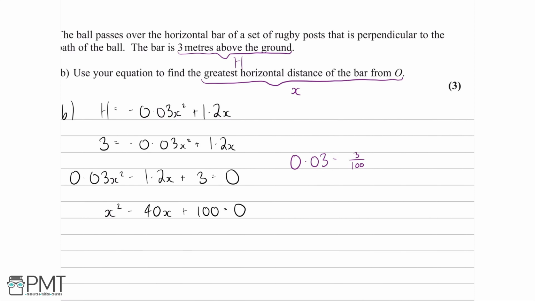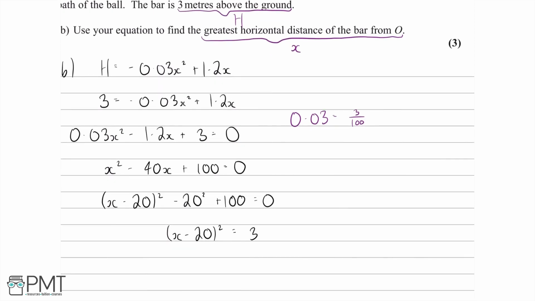Now I've just done this to simplify the quadratic. Now what I can do next is complete the square on this quadratic. So x minus 20 squared, and what I've done here is halve the 40, so I've got minus 20 in there, minus 20 squared plus 100 equals 0. Bringing the 20 squared and the 100 to the other side gives me x minus 20 squared equals 20 squared minus 100 on the right hand side, which leaves me with 300.